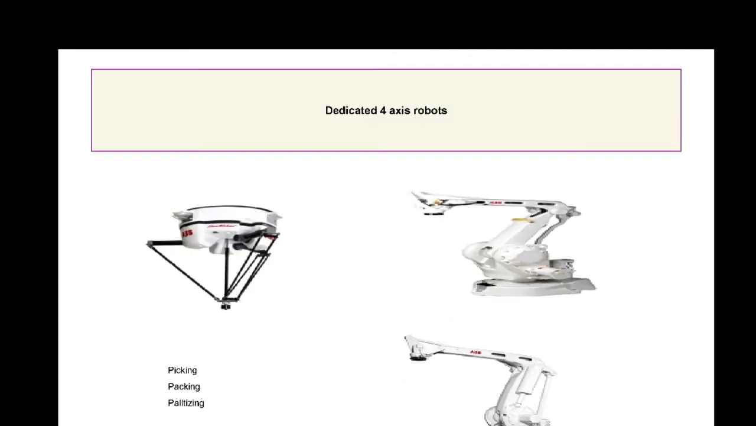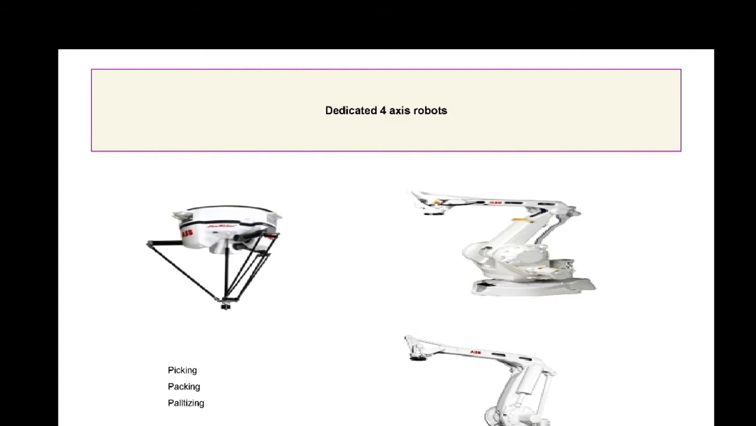And next slide is dedicated 4-axis robots. This one is dedicated, which is why we call it dedicated: this 4-axis robot will be used in special applications. These robots are pick and place robots, generally called picker robots.